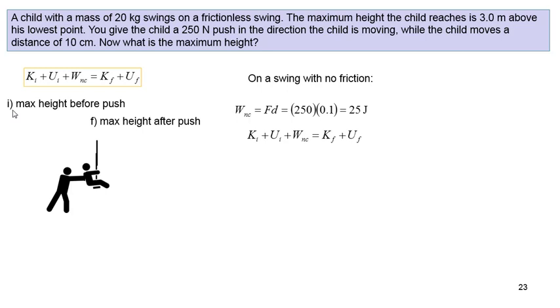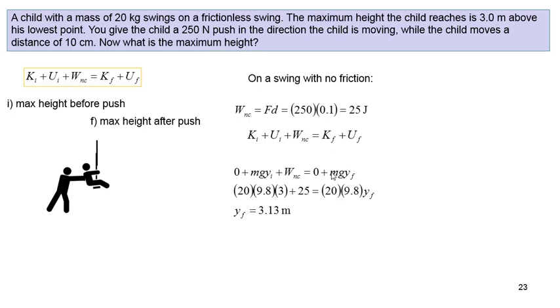So K initial is going to be 0, because when I'm at that maximum height, I'm not moving. And my final is also when I'm at the maximum height, but after the push. So K final is also going to be 0. Okay, so both K initial and K final are 0. And then when I'm at that maximum height, my Y initial, the maximum height I have before the push, is 3 meters. They told me that in the problem. And the Y final that I'm looking for is the maximum height I have after the push. That's what I'm asked for. That's what I'm going to solve for.